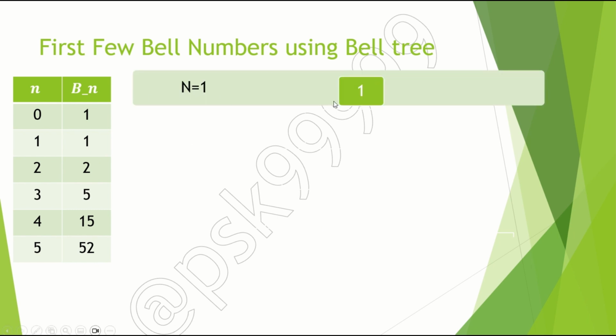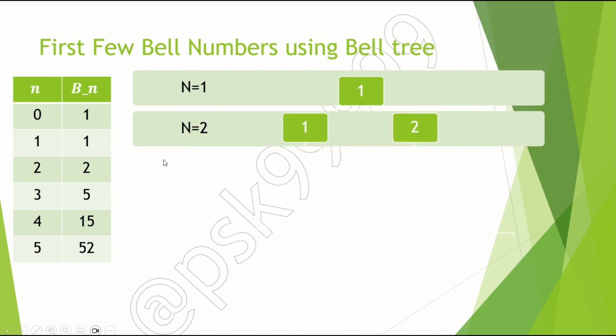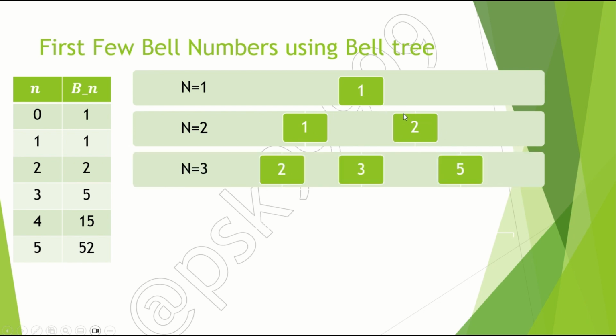For n equal to 1, it is 1. For n equal to 2, you take this 1 here, and 1 plus 1 is 2. 1 is moved here, and then 1 plus 1 is 2. And 2 is the answer for n equal to 2; Bn is 2. That's the final number. Now, for n equal to 3, you take this 2 here. 2 plus 1, 3. 3 plus 2, 5. This 5 is the answer.